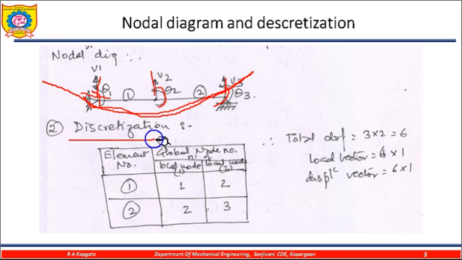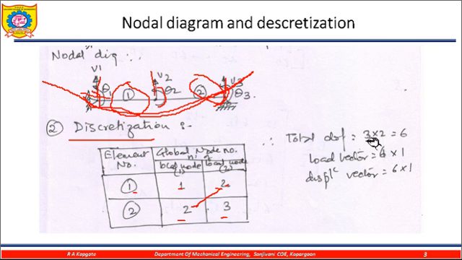So how do we discretize this? Now three nodes we have considered. This is element number 1 and this is element number 2. For element number 1 the nodes are 1 and 2, and for element 2 the nodes are 2 and 3. This repeated node 2 shows the continuity law or compatibility law.